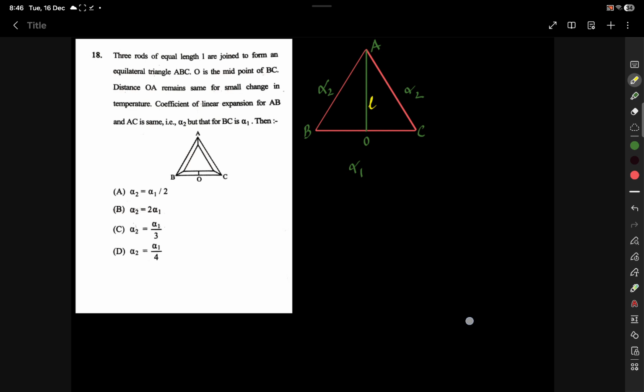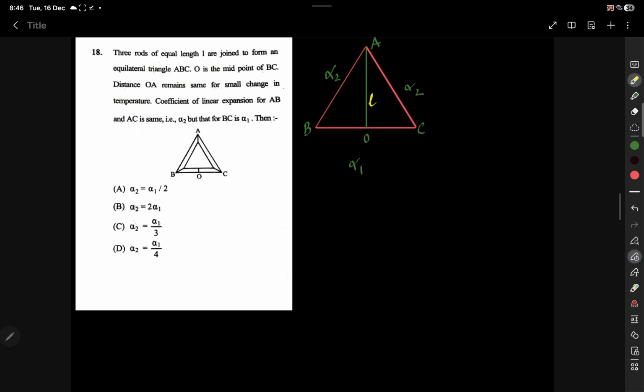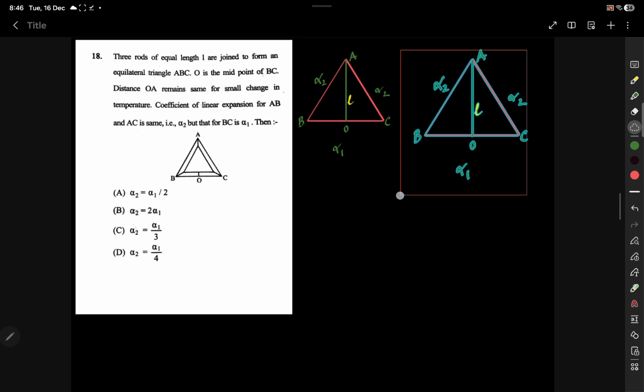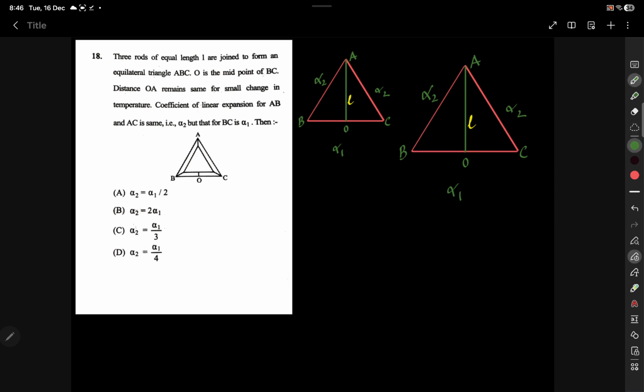So for this one, how to do it? If this is alpha 2, then you may write that at any temperature T, all the dimensions increase, and you may write this one as L plus alpha 2 L delta T, and this one as L plus L into alpha 1 into delta T. Now in the question it is given that this length remains the same irrespective of the temperature.